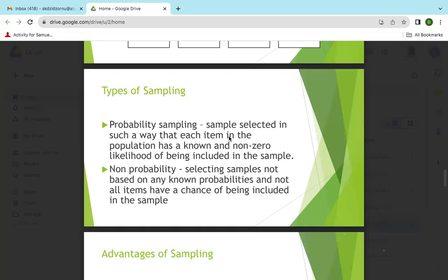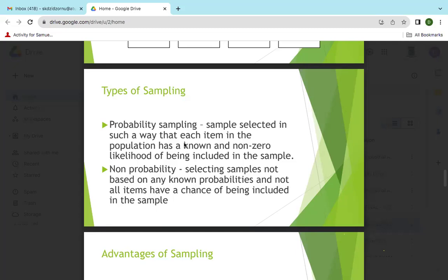Okay, so probability sampling. Here, the samples are selected in such a way that each item or each unit in the population has a known non-zero chance of being included in the sample. Whereas non-probability sampling, here we're selecting the samples not based on any known probabilities, and not all items have a chance of being included in the sample.